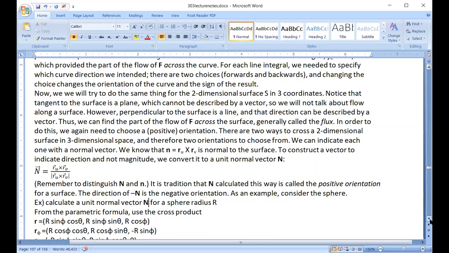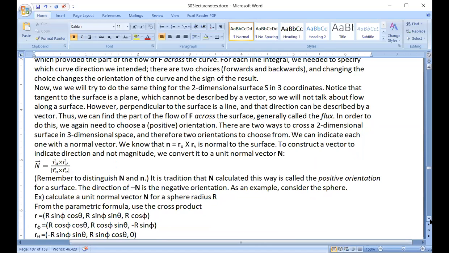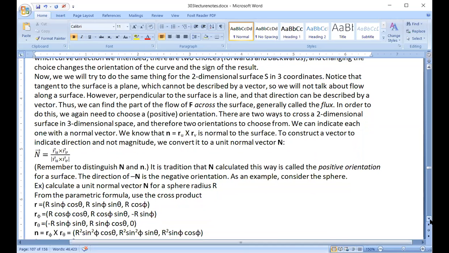So we need the two tangent vectors. dr/d phi is the first thing, dr/d theta is the second thing. I'll just calculate the two derivatives, and now we need to take the cross product. So taking the cross product, you get this normal vector: r squared sine squared phi cos theta, comma, r squared sine squared phi sine theta, comma, r squared sine phi cos phi. Okay.